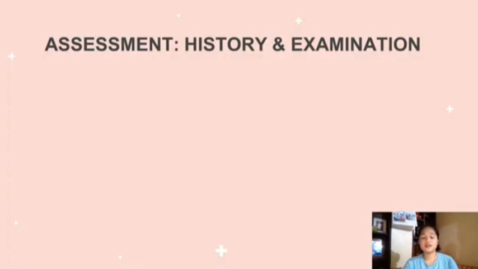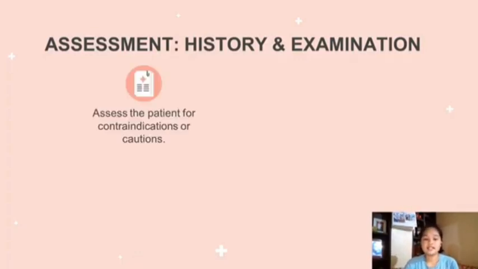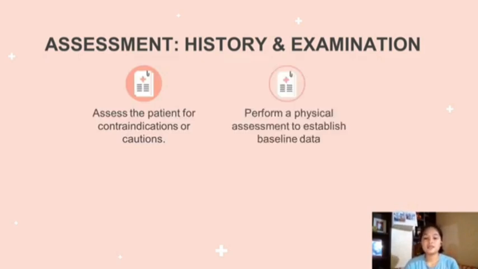We need to get the assessment. This includes the history and the physical examination. Assess the patient for contraindications or caution. This is getting the history if the patient has an allergy to drugs, liver or renal dysfunction, and if pregnant or nursing women. Next is to perform a physical assessment to establish baseline data. This includes testing orientation and reflexes to evaluate the CNS. We also need to examine the skin color and lesions or other dermatological effects.